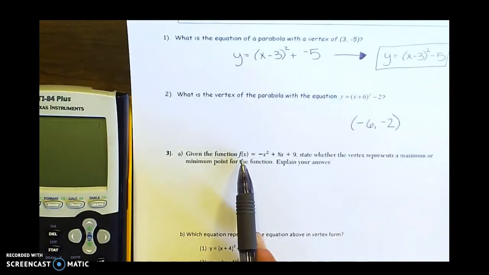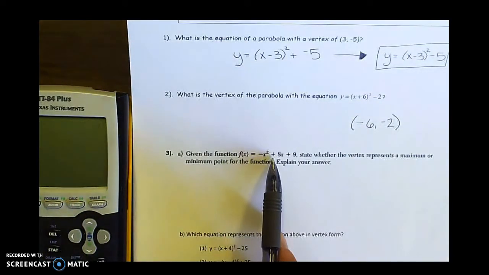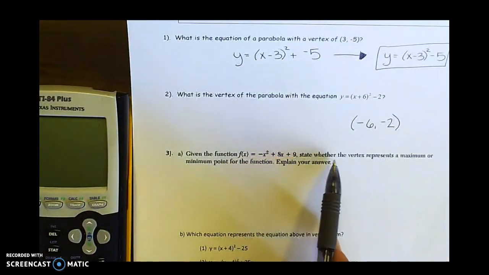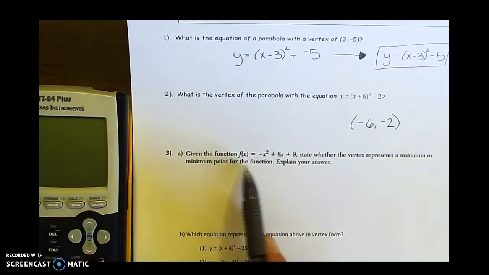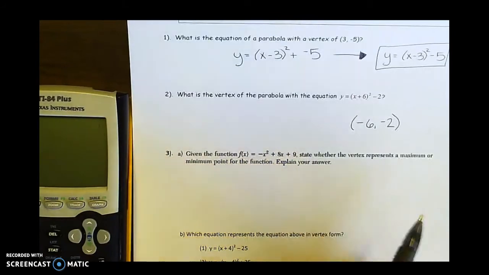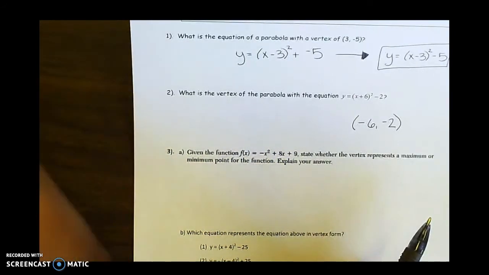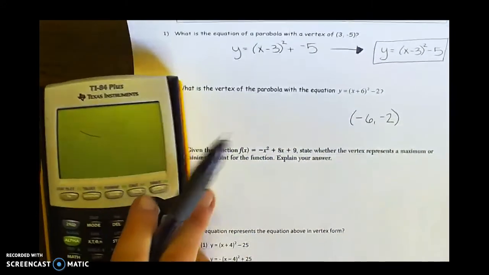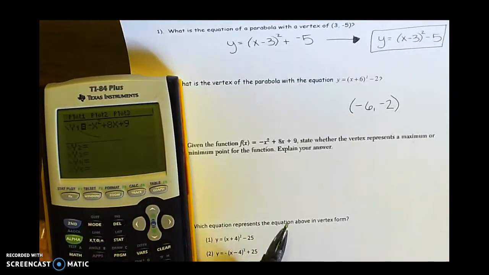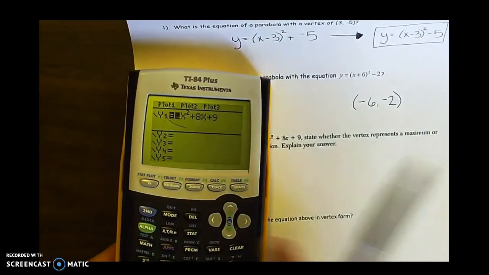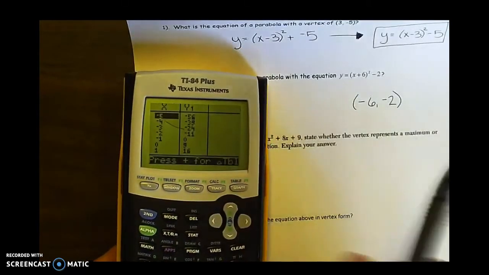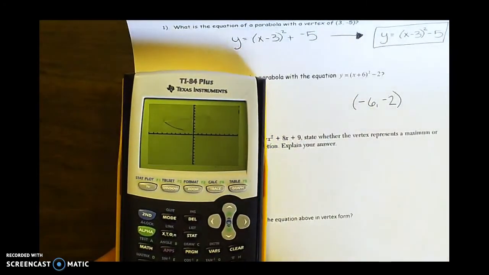Given the function f of x equals -x squared plus 8x plus 9, state whether the vertex represents a maximum or a minimum point for the function. Explain your answer. All right, so let's go ahead and double check here. I'm going to go to my y equals. I want to see what this looks like. So I'm going to type it in, and then hit graph.